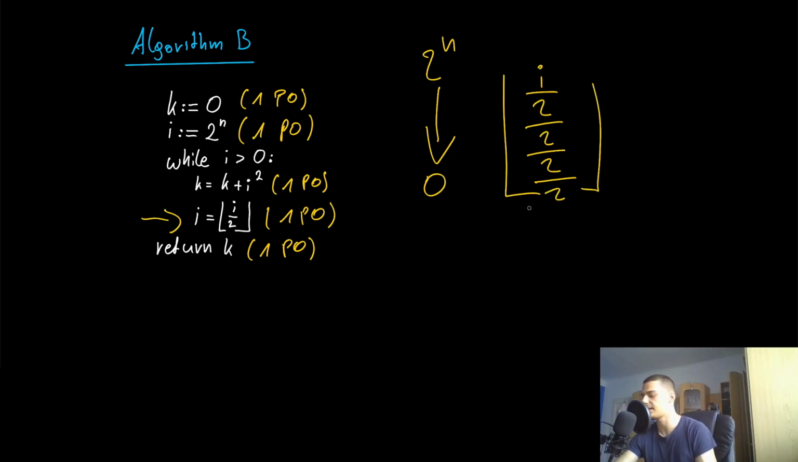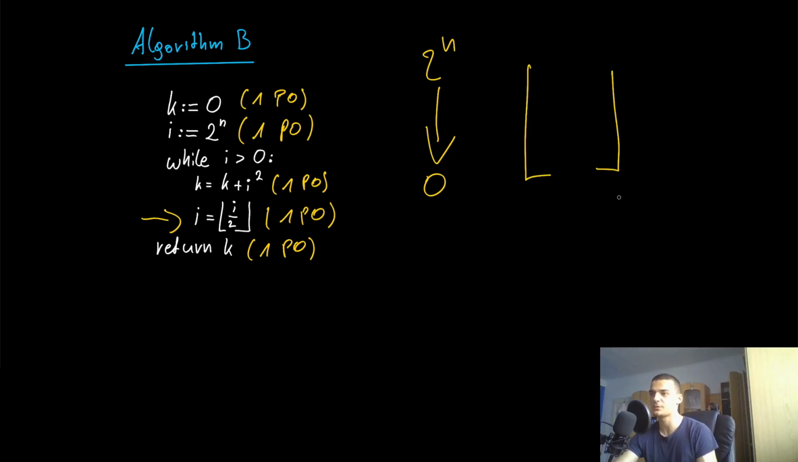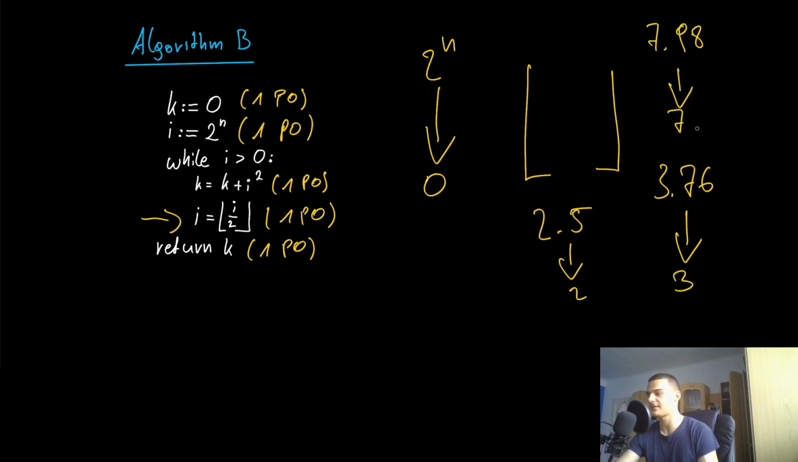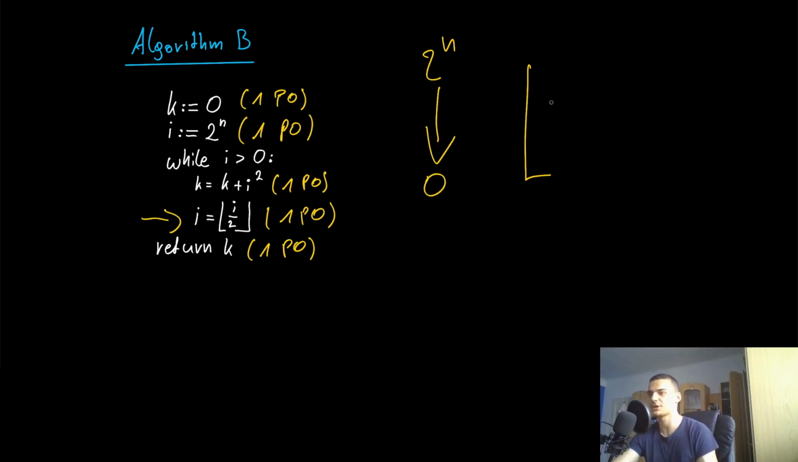So this mathematical sign here, if you don't know it, means floor, which means that you round the number down. So if you have something like 2.5, the floor function gets it to 2. If you have something like 3.76, it gets it down to 3. If you have something like 7.98, it gets it down to 7. This is the floor function. And this is what we're doing here all the time.